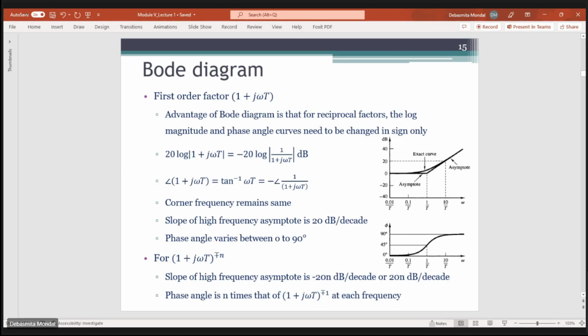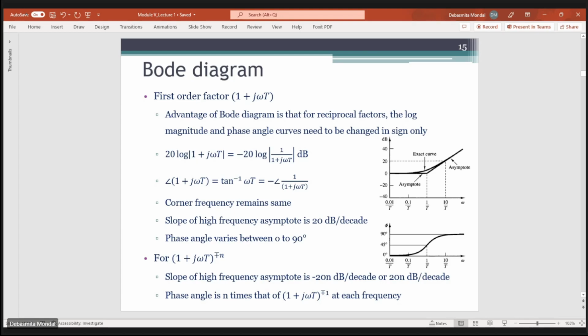And in case you have a 0 in your system, which is of the order 1 plus j omega t, then corresponding to that 0, you will have an asymptote which is increasing with a slope of plus 20 dB per decade. And similarly, the phase angle will vary between 0 and 90 degrees, right?